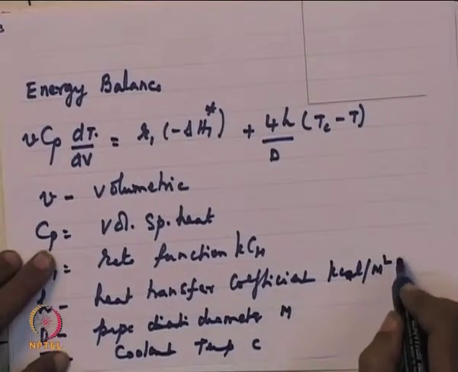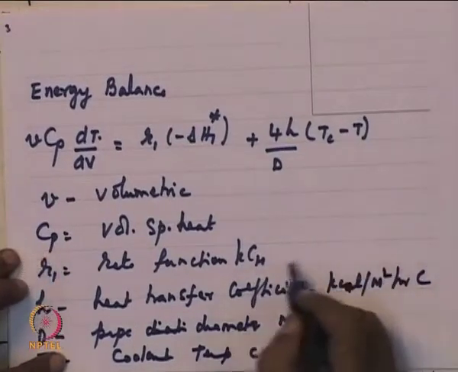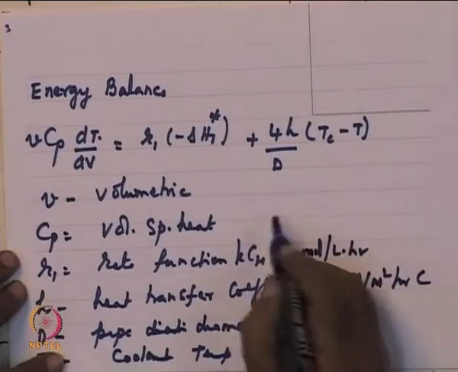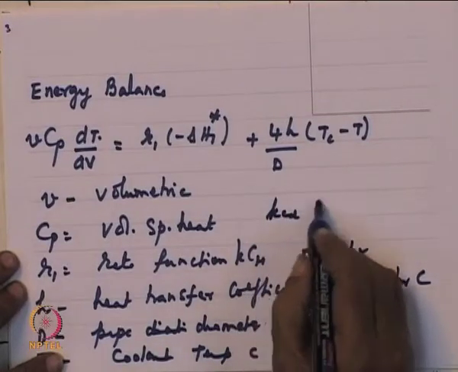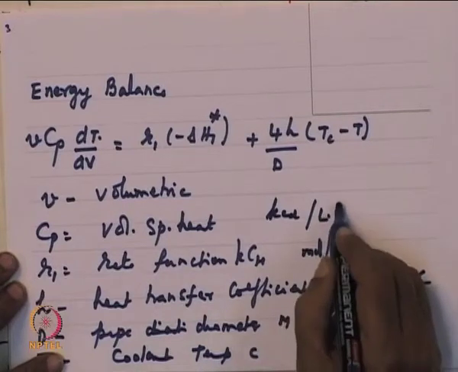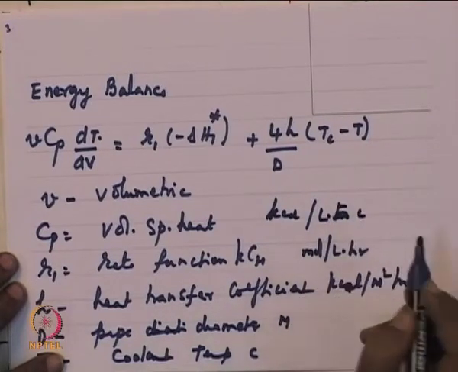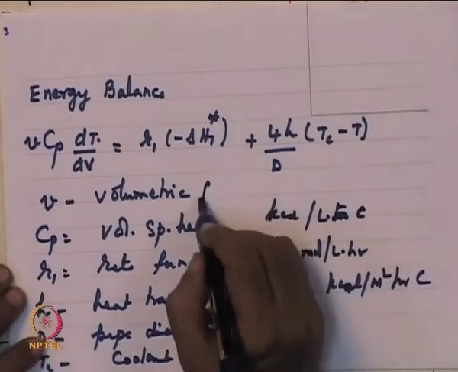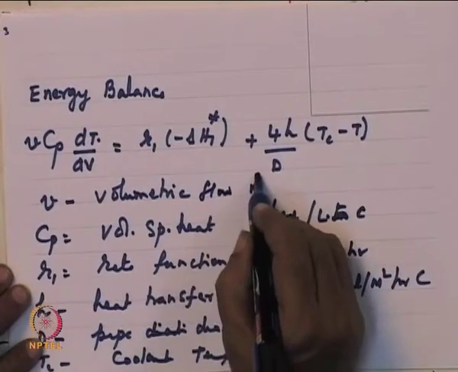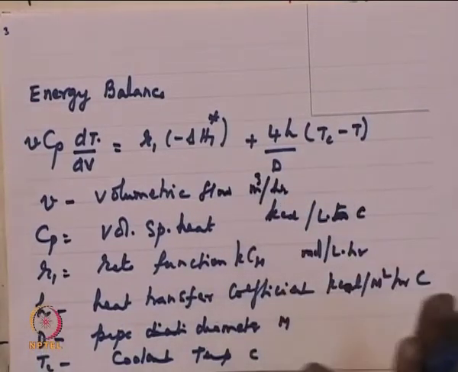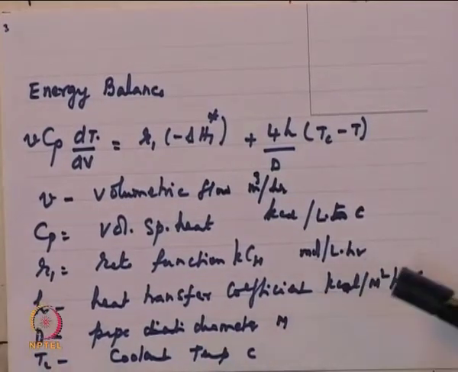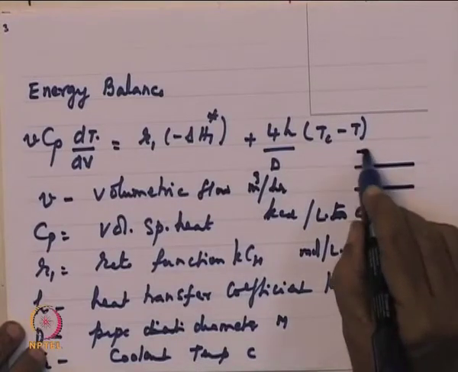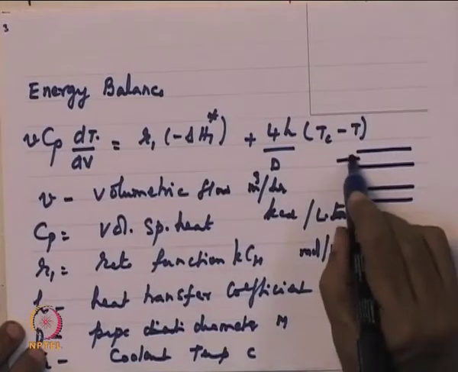The units are: heat transfer coefficient in kcal per square meter hour degree C, rate function in moles per liter per hour, volumetric specific heat in kilocal per liter per degree C, and volumetric flow in cubic meters per hour, whatever, some number. Now, when we are running this process, let us say this is the tubular reactor, and this is the coolant going through, coolant T C.